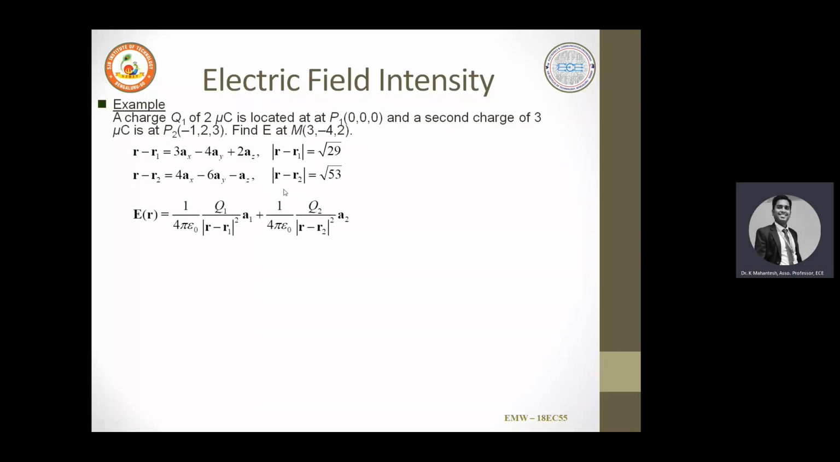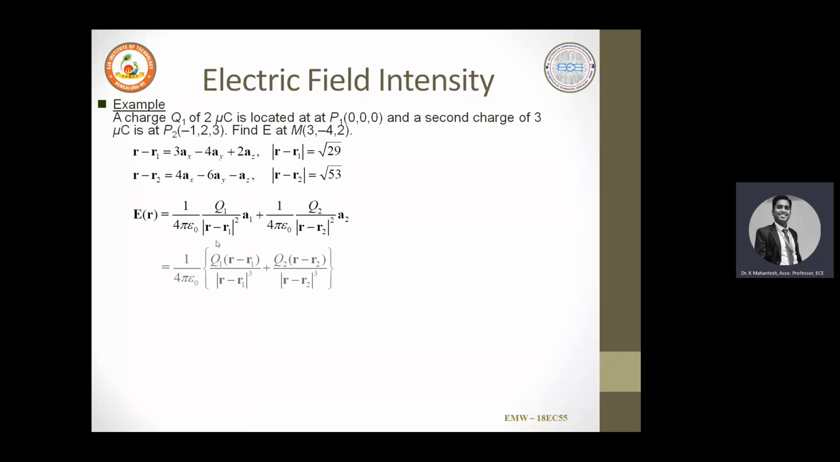I'll be substituting because the electric field at point M would be the summation of electric fields due to the charge Q1 as well as charge Q2 at two different points, P1 and P2. It can be given as 1/(4πε₀) Q1/|r − r1|² a1 plus 1/(4πε₀) Q2/|r − r2|² a2.